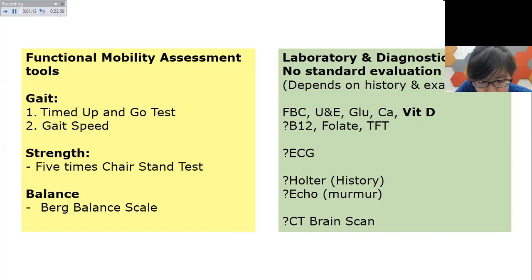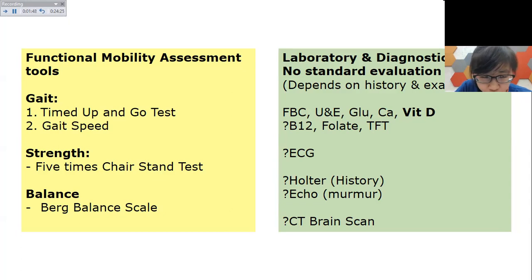After functional mobility assessment, we'll be looking into the laboratory and diagnostic tests. It really depends on the history and examination findings what needs to be evaluated further. But in all cases, because calcium and vitamin D are essential for bone health and for fall prevention, if there are deficits, they should be checked. Other things, like cognitive function: if there's suspicion of cognitive decline, then B12, folate, and thyroid function should be checked.